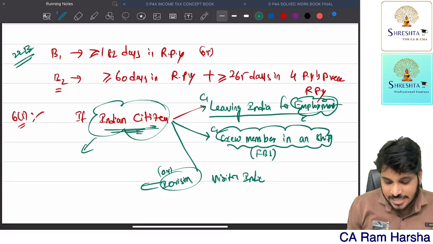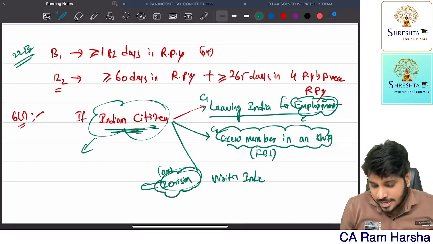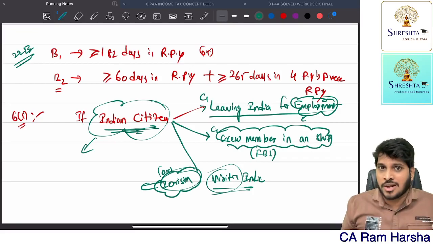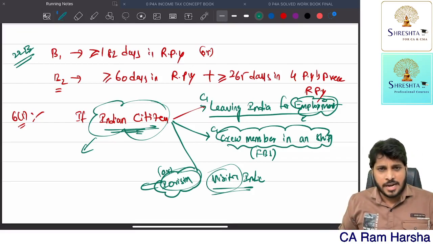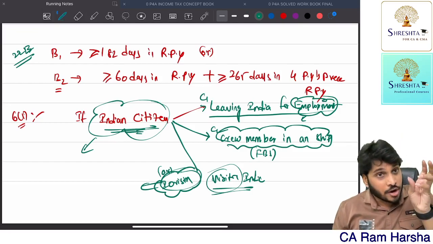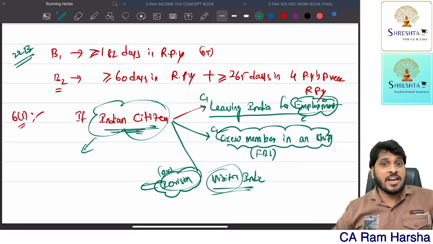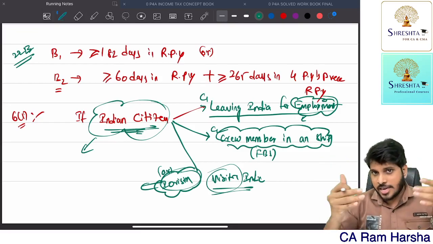So an Indian citizen or a person of Indian origin, if at all he is visiting India, visiting means what? Obviously temporarily. He is not coming here for permanent settlement. He is just visiting India. Getting it? For him, that is case number 3. So an Indian citizen or Indian origin visiting India is case number 3. Indian citizen leaving India, case number 1. Indian citizen working in a ship, case number 2.